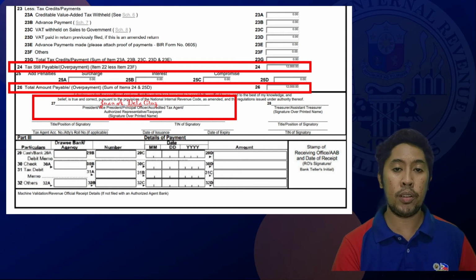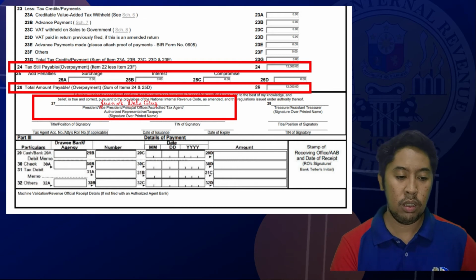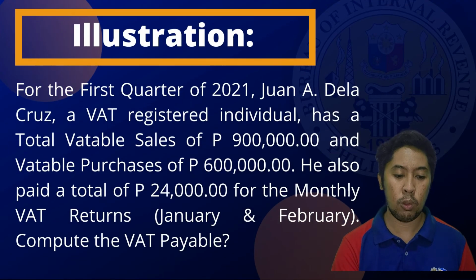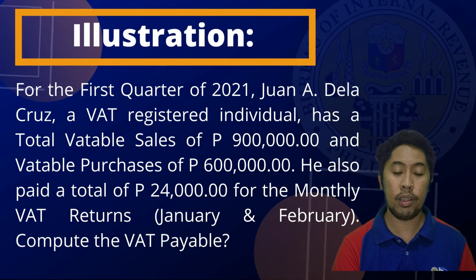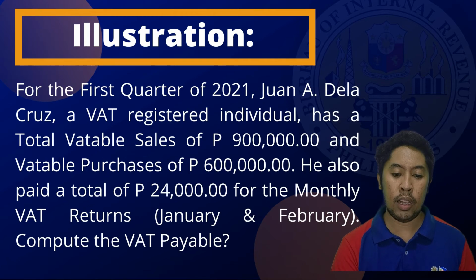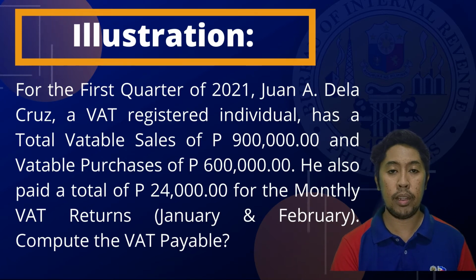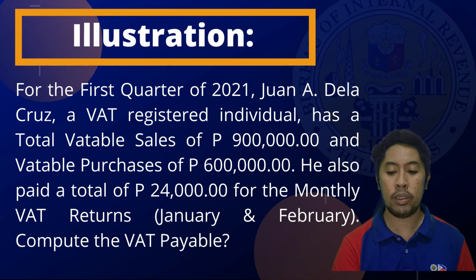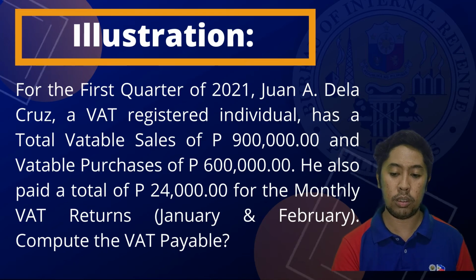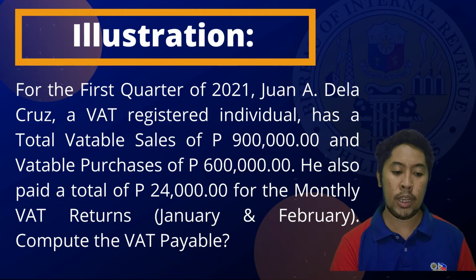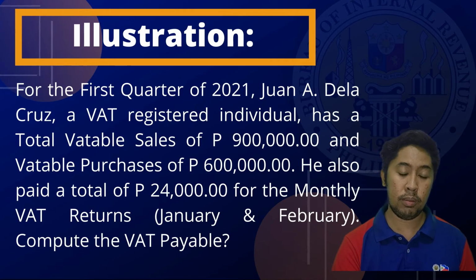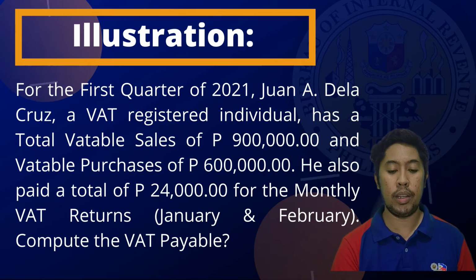So moving to another illustration, for the first quarter of 2021, Juan A. de la Cruz, a VAT registered individual, has a total VATable sale of 900,000 pesos and a VATable purchases of 600,000 pesos. He also paid a total of 24,000 pesos for the monthly VAT returns, that is for January and February.